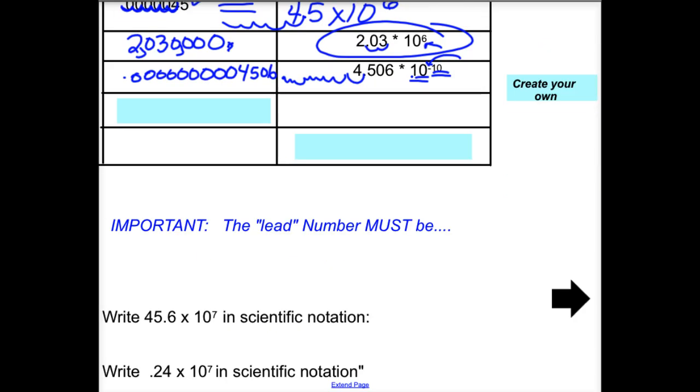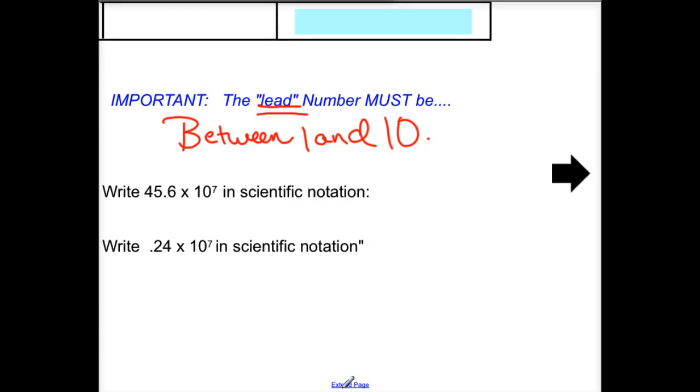All right, then we're going to create our own. So down on the bottom, really important, that lead number, the coefficient, must be at least 1 and less than 10. So let's say between 1 and 10, but it can't be 10. Write this number next up in scientific notation. Well, notice I've got a problem here because that's not between 1 and 10, so it's technically not in correct scientific notation. So what am I going to do? I'm going to tweak it. That's the beauty of math. You can kind of do what you want as long as you don't break any of the math laws.